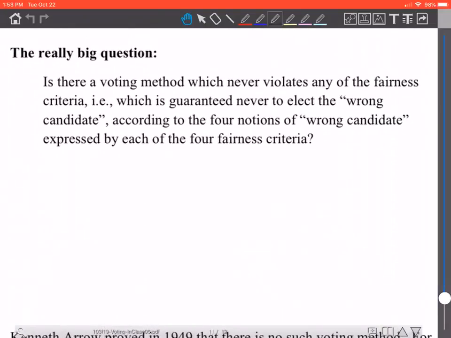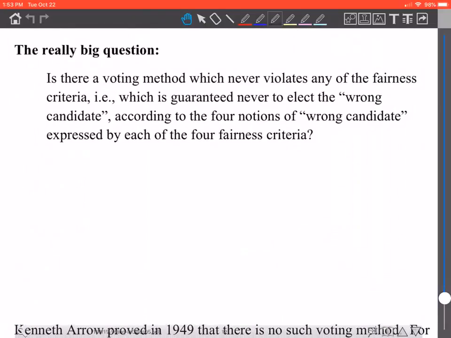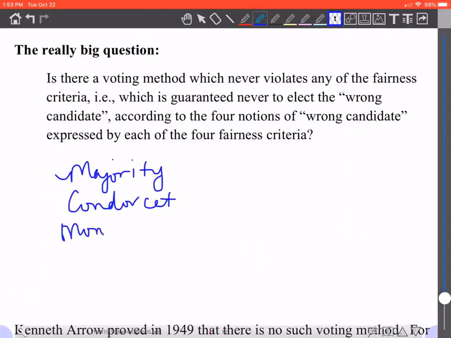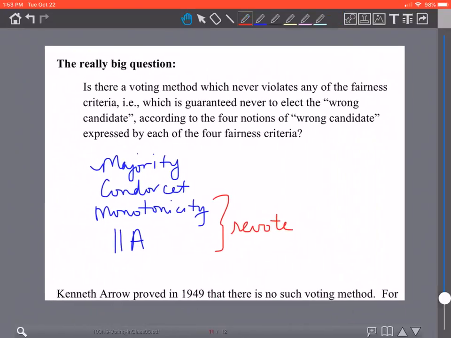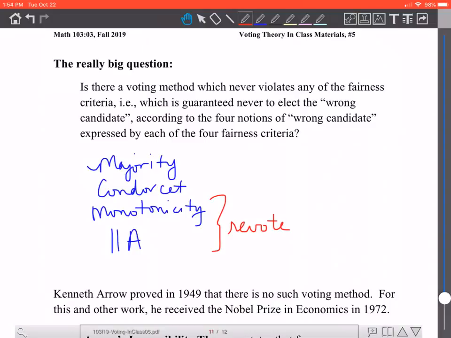So that brings us to the last question of this chapter, and the question is, is there a voting method which would never violate any of the fairness criterion? So out of all of our fairness criterion, we have majority, Condorcet, monotonicity, and IIA. Again, remembering that these two involve a revote, the other two do not necessarily. Is there ever a voting method that will never violate any of these four fairness criterion?